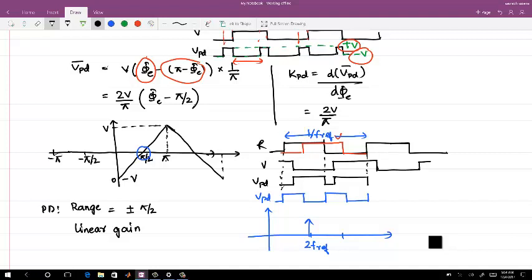For that we have to go to the next class. All these phase detectors we will see are able to detect the phase error, but when it comes to the frequency error they can't. That's why there is something called a phase frequency detector.